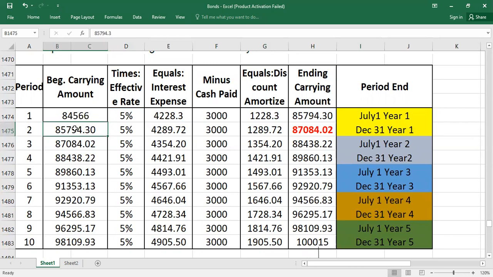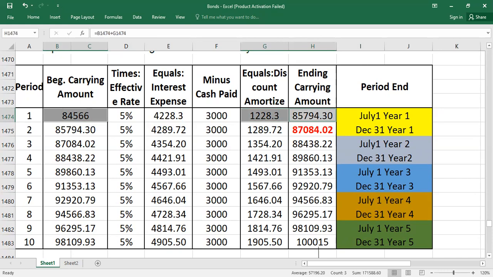So what is the main difference? The difference is quite simple. First, in the case of premium, your present value is greater than face value. Second, your cash payments will be greater than interest expense, and the difference between cash payments and interest expense will be the amortization of premium. And third, you take beginning carrying value minus amortization of premium, which will be equal to ending carrying value. This is how you will do it.